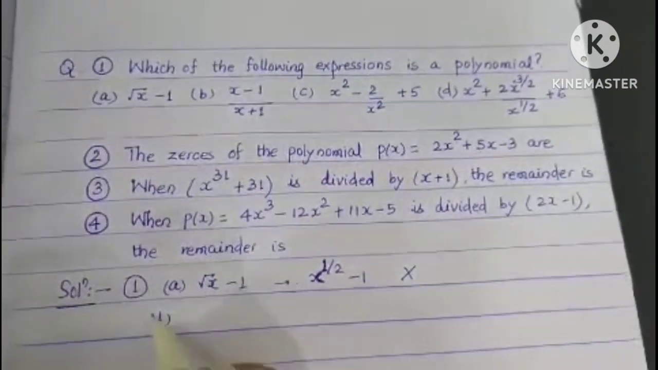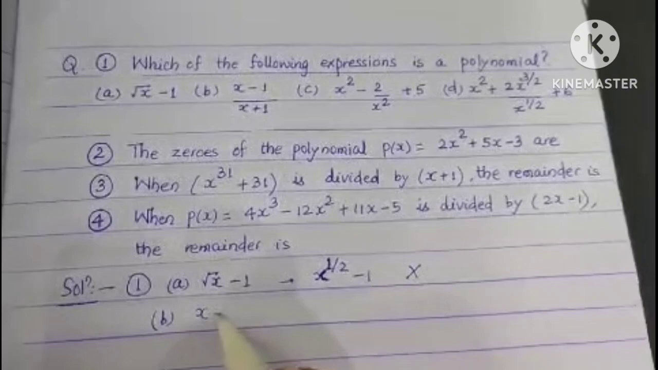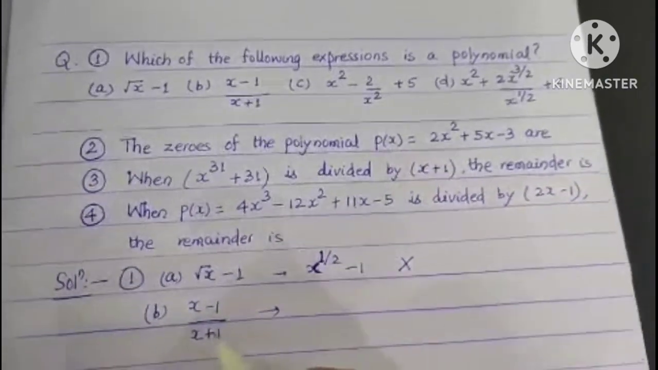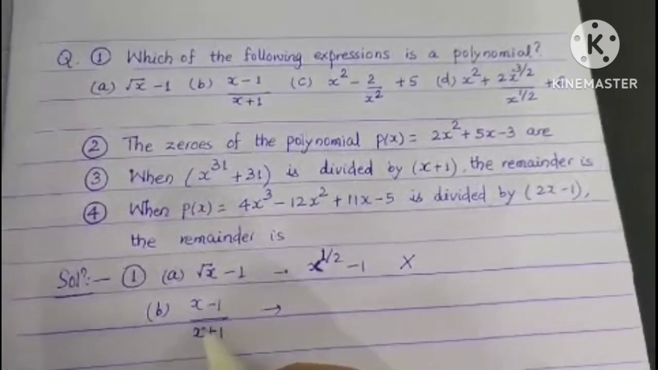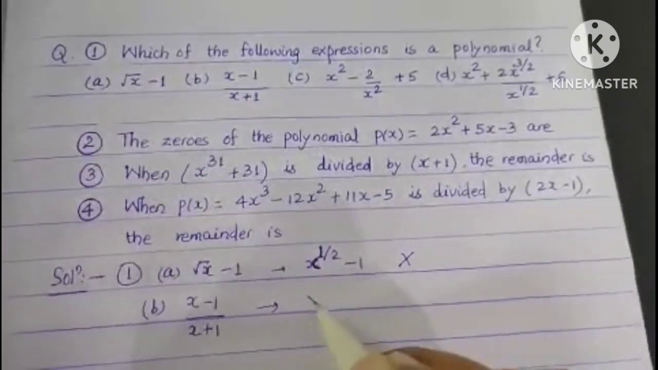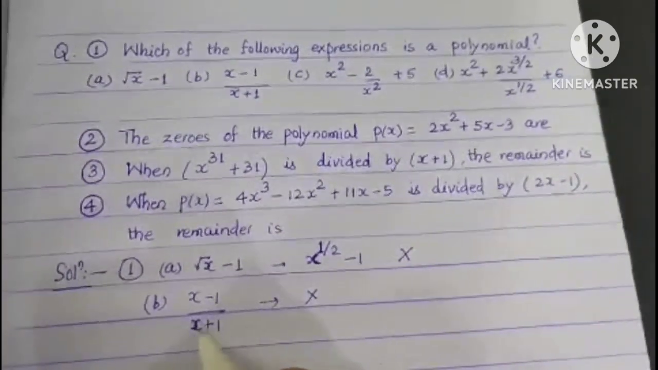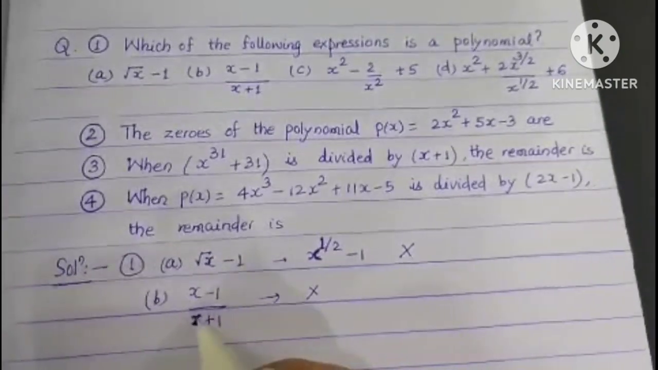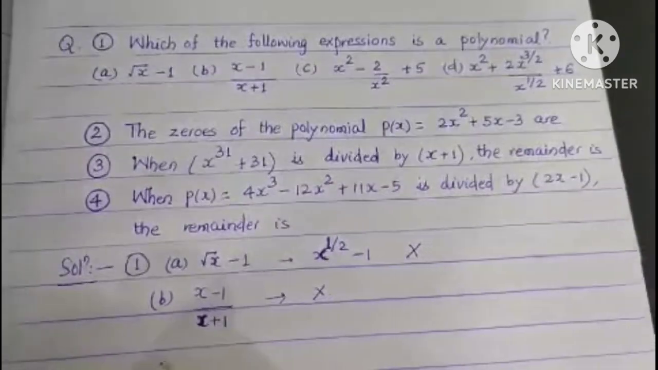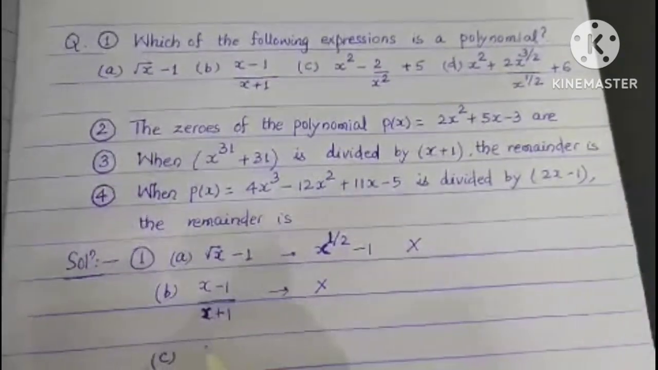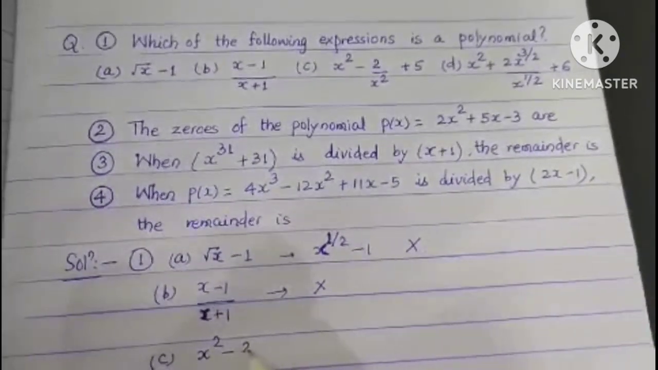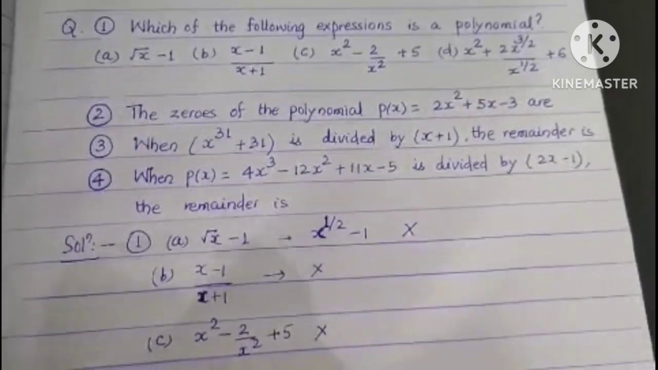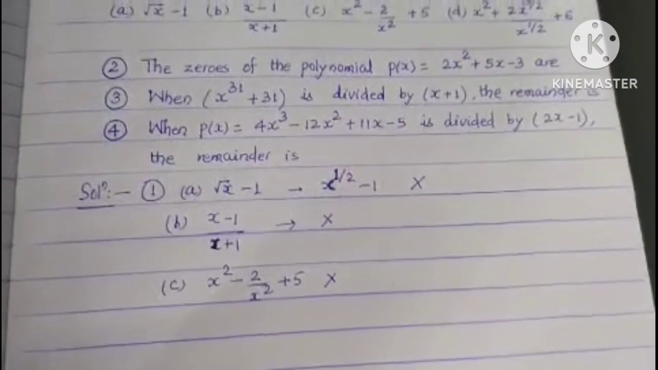Now the second one is x minus 1 by x plus 1. So basically this will also give you a negative or fractional power, because this is in the denominator, this is x. If it goes to the numerator, it will give minus 1. So this is also not a polynomial. Now x square minus 2 by x square plus 5, this will also give you the same result. So it is also not a polynomial.